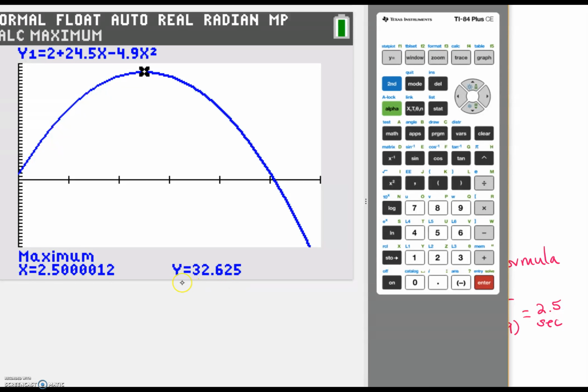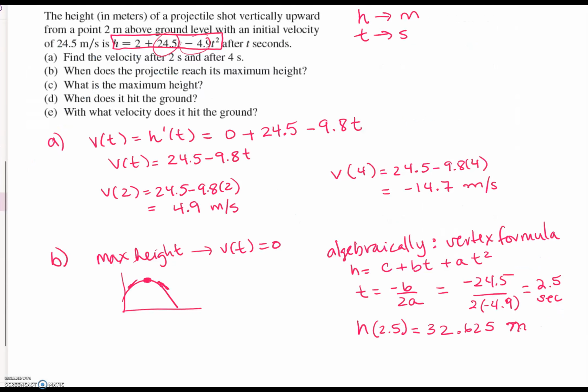And notice it's also giving me the y value, which is the height of 32.625. So let's make a note of that also. With my calculator, I used the maximum feature and I got the x or the t to be 2.5 seconds and the y or the height to be 32.65 meters. And I could have gotten that by just plugging the 2.5 into my original height function as well.